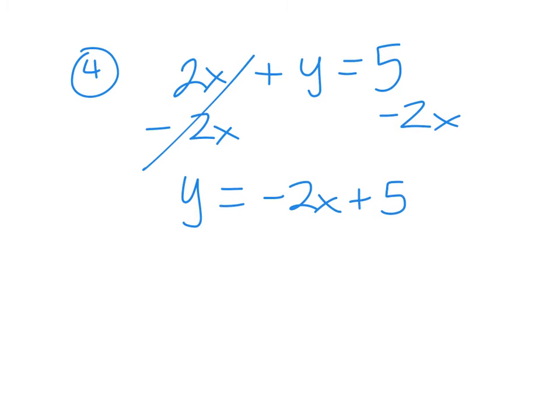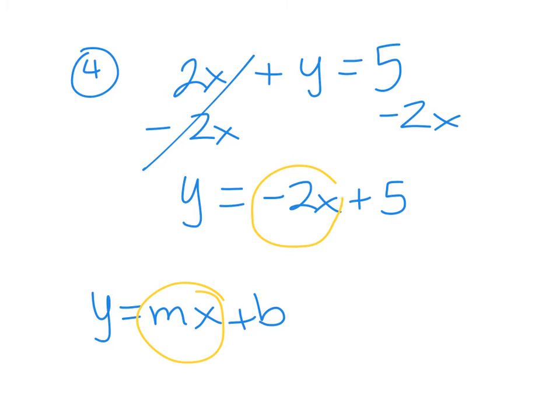Why do I always put the x before the other part? Anybody know? Because slope-intercept form has the x stuff first. So I always write it first. That way it's automatically easy for me to tell, okay, my first point's at 5 and my slope is negative 2. That's why. So anytime I'm solving for y, I automatically put the x stuff first.